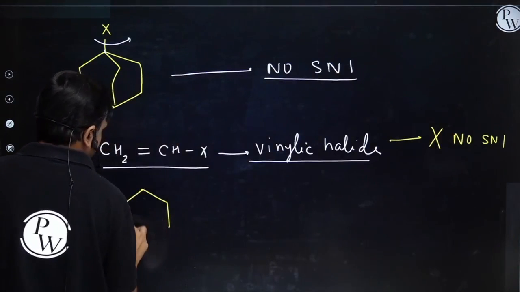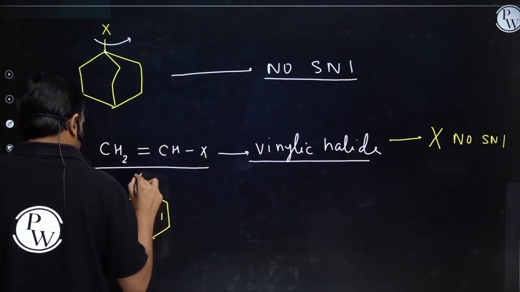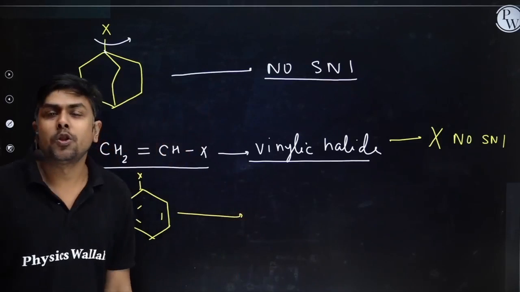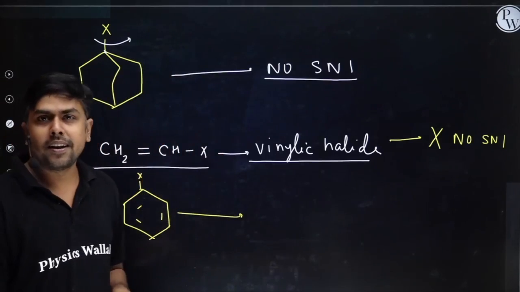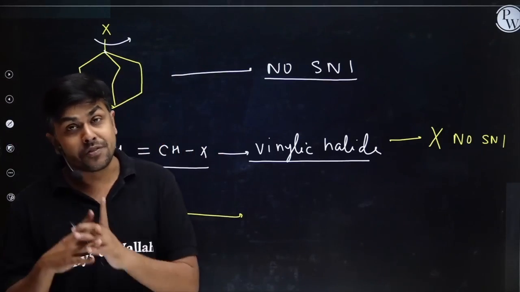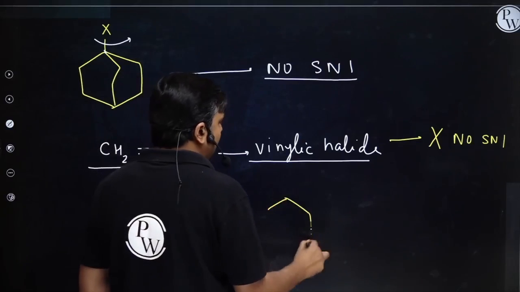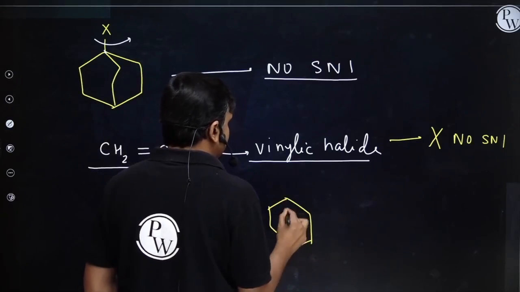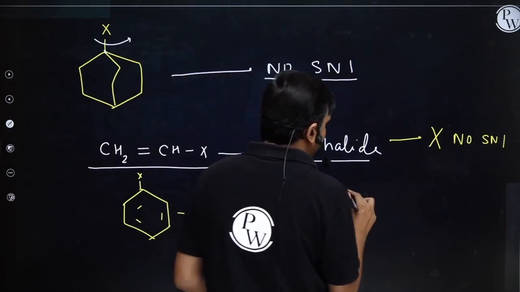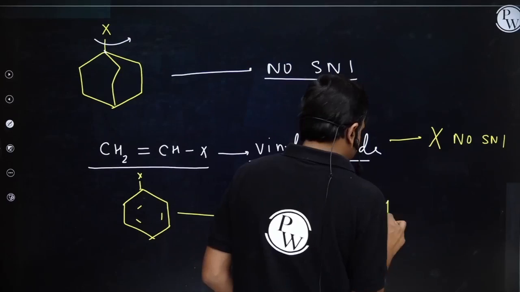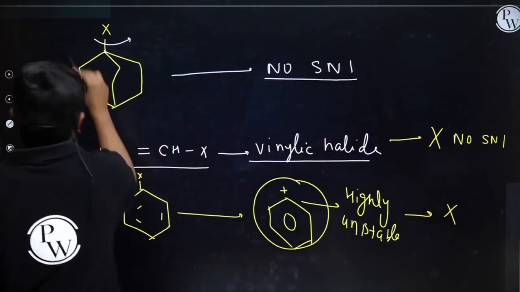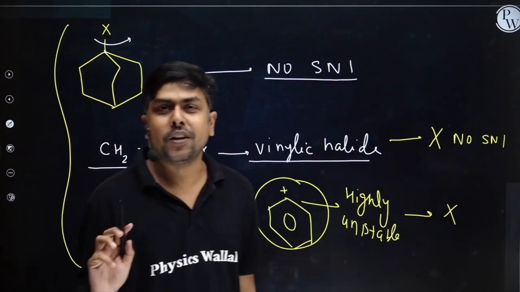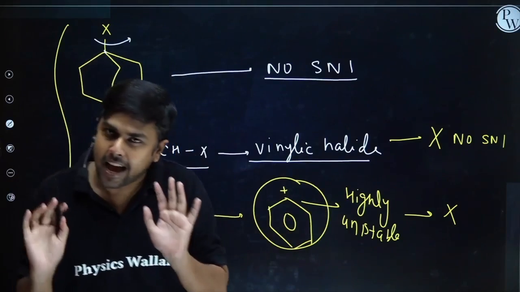Similarly, this one will also not give SN1 reaction. Why? The reason is, as soon as the halogen departs, in the first step we'll have the formation of a phenyl carbocation, and the phenyl carbocation formed is highly unstable. It cannot be formed. So it will also not give SN1 reaction. So if you see such halides, don't do SN1 reaction in such halides. Am I clear, students? Okay, few more examples.